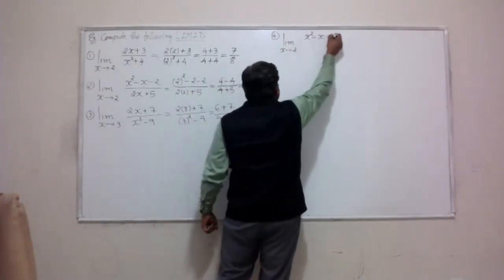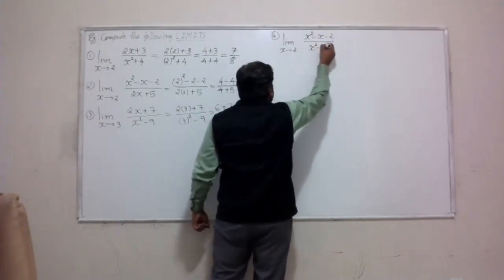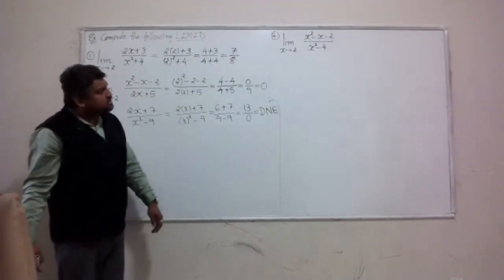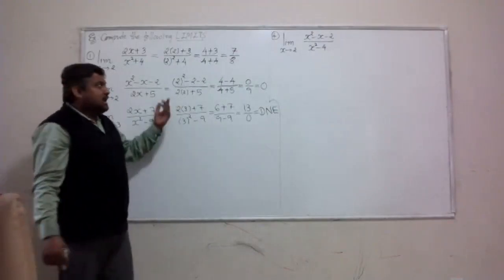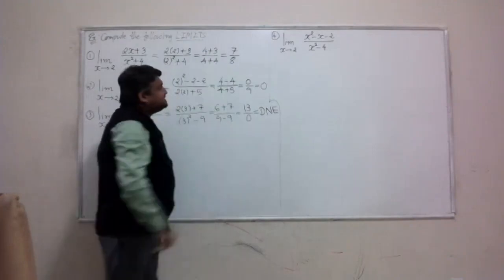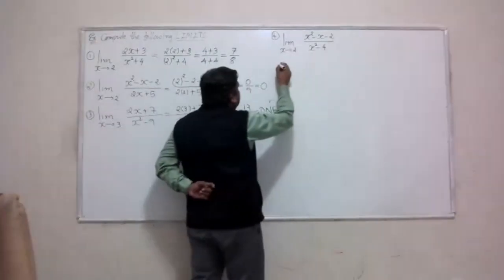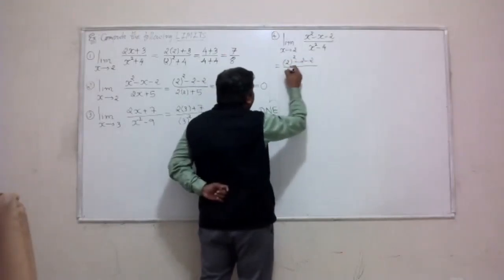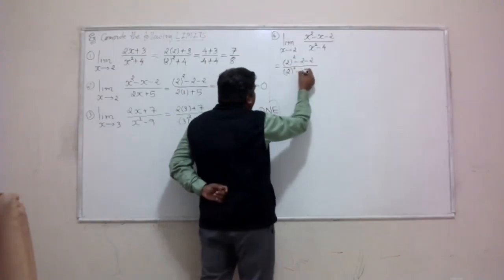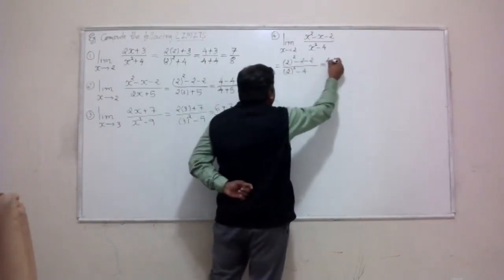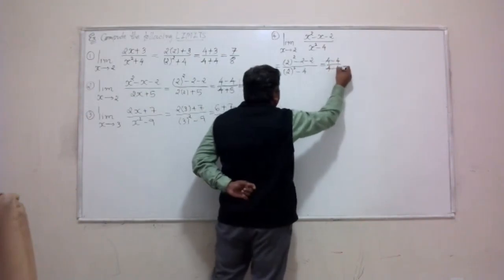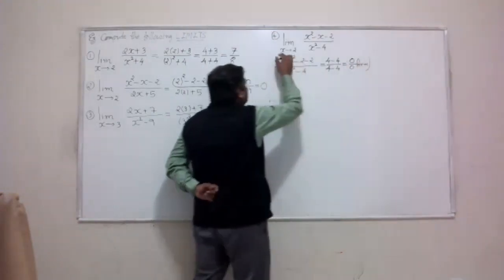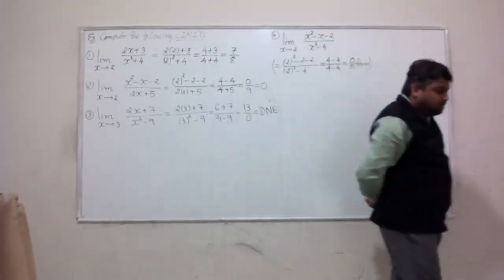For example, let's say I give you this function. Let's say we would like to understand the behavior of this function when x is near 2. I would try to apply the same strategy. I would plug x equal to 2 into my function. I get 2 square minus 2 minus 2 in the top, 2 square minus 4 in the bottom. The top is 4 minus 4, bottom is 4 minus 4. We get 0 in the top, 0 in the bottom. This particular form is called indeterminate form.